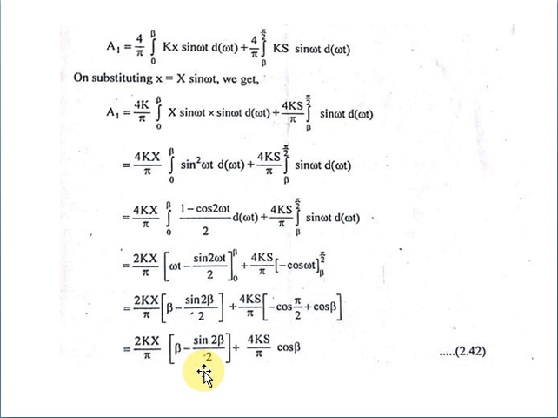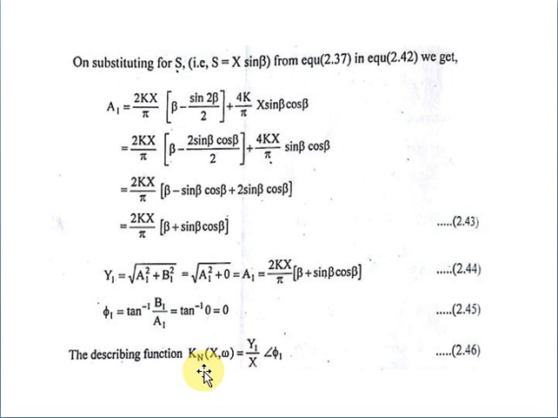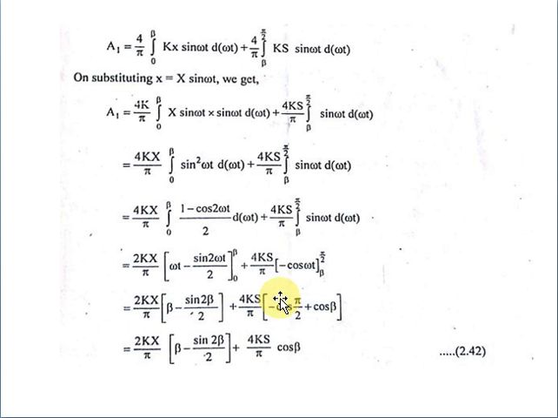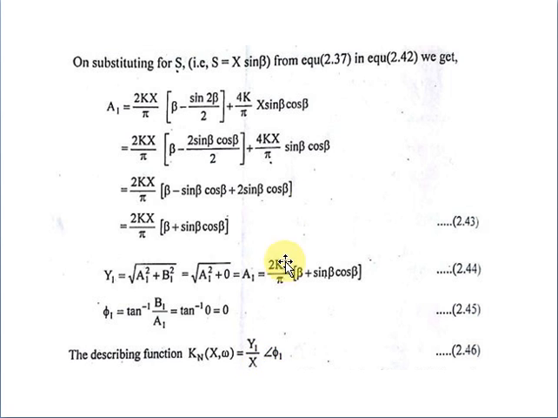Next, substituting, we know that s is equal to x sin beta. From the first we get sin beta is equal to s by x, or s is equal to x sin beta. Here we substitute s is equal to x sin beta. Therefore the expression becomes 2kx by pi into beta minus sin 2 beta by 2 plus 4kx by pi into x sin beta cos beta... 2kx by pi into beta minus sin 2 beta by 2 plus 4kx by pi into sin beta cos beta.